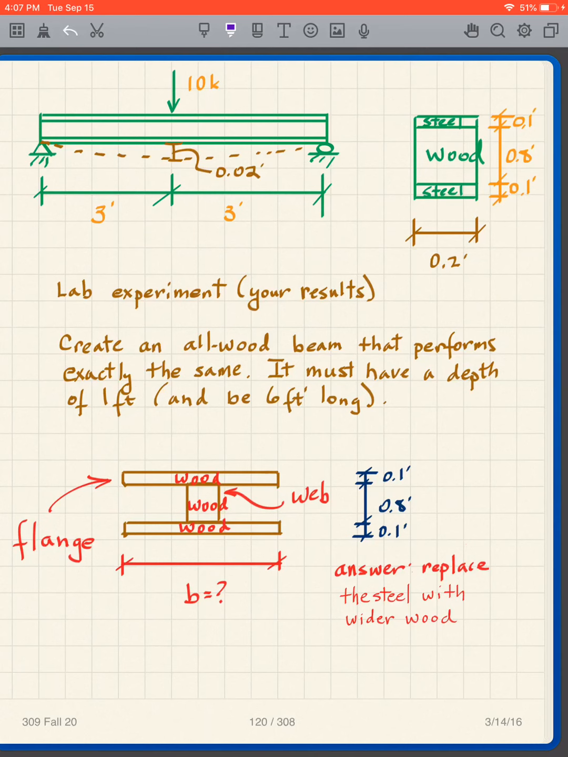So, how are we going to duplicate this? If you think about it, you're stuck with the restrictions that I've given you. There's only one way to do it, and that is that I have to make a very large wood flange, very wide. I'm not allowed to go deeper, so it's got to be very wide. If I put enough wood in here, then I can get this wood to perform like this steel. That's my goal.